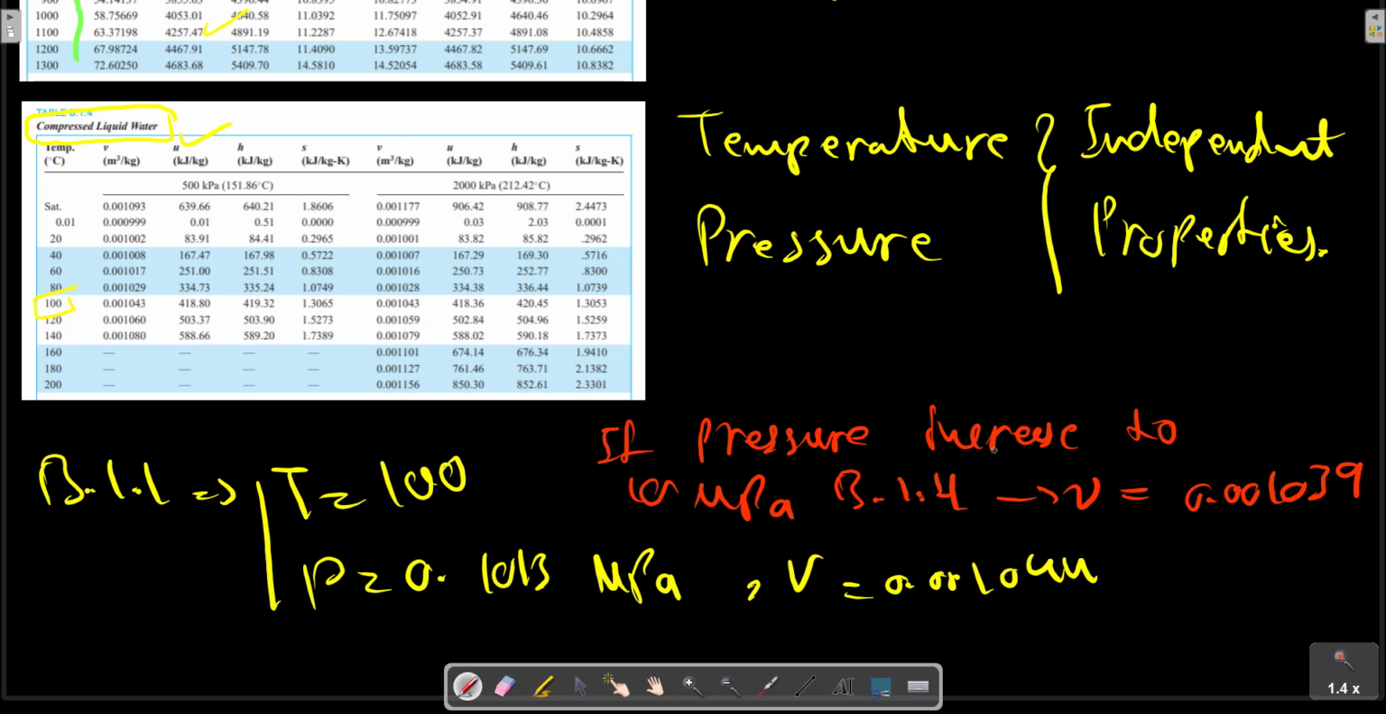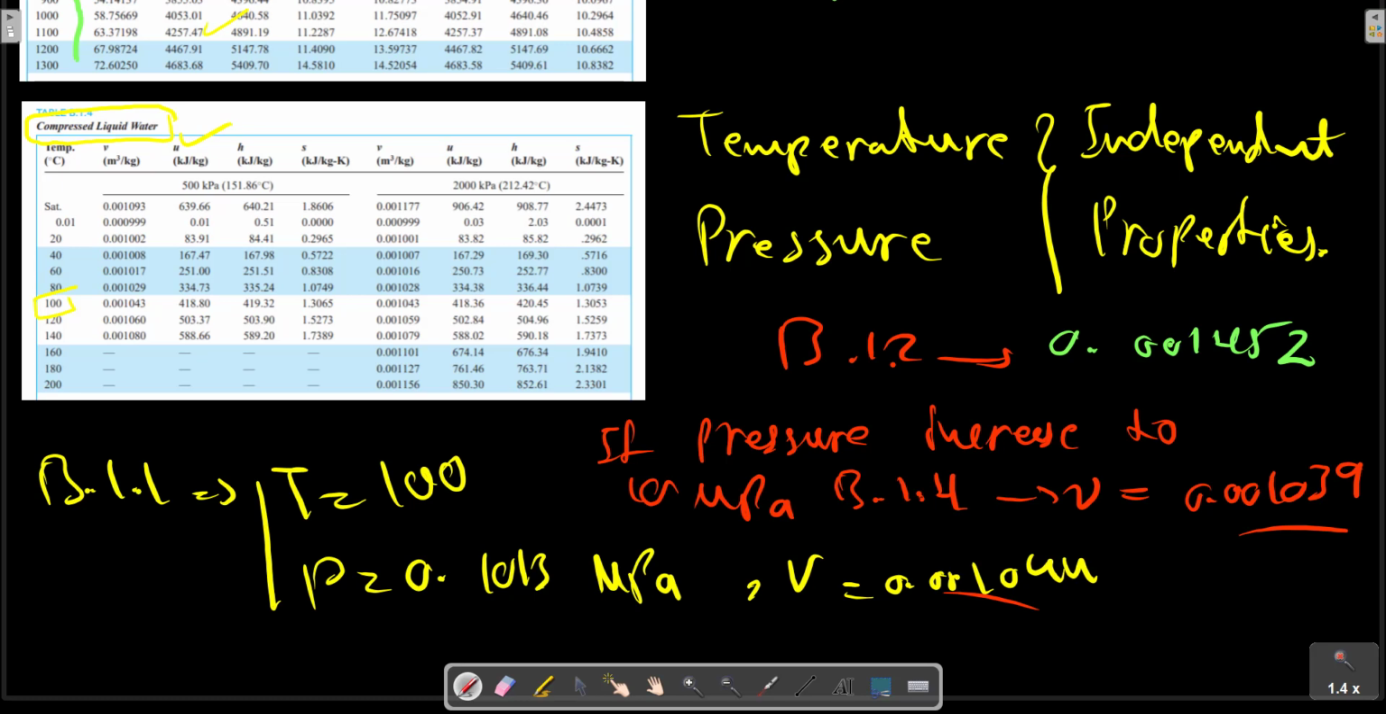This value from table B12 and the temperature is much greater than these two quantities, which is an error of about 40%.